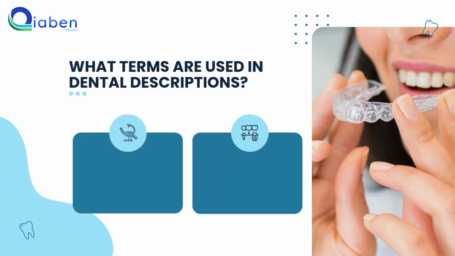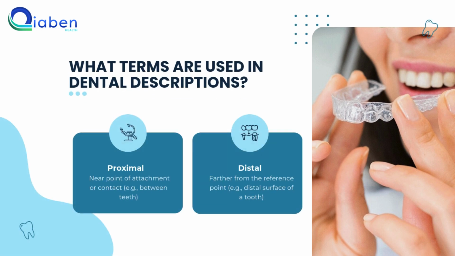Finally, let's look at two extremely important dental-specific terms you'll see in documentation and coding. When we say proximal, we're referring to a surface that's close to the point where two teeth touch. Distal means the surface that's farther away from that reference point, usually the backside of a tooth. These terms are essential when describing the exact surfaces involved in procedures like fillings, crowns, and other restorations.